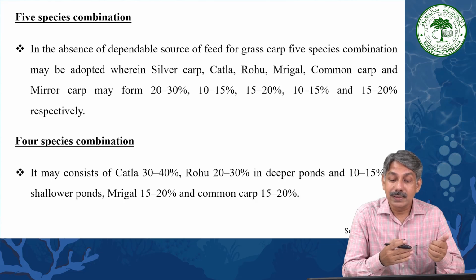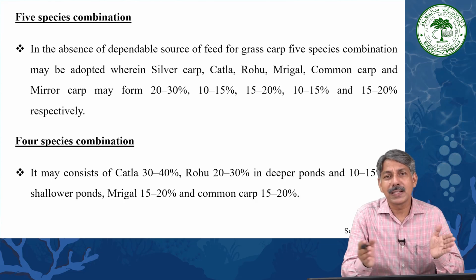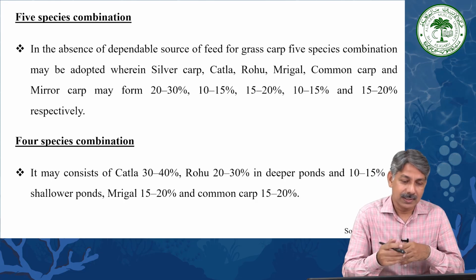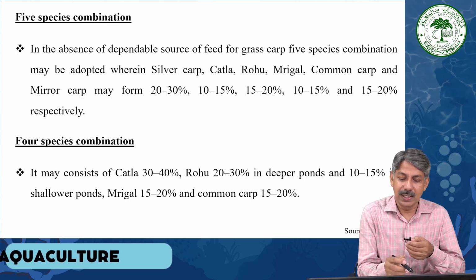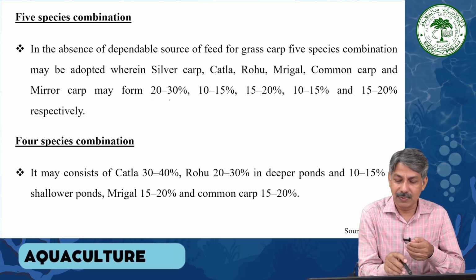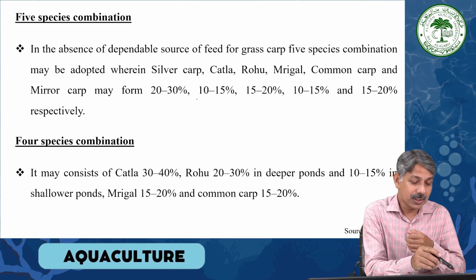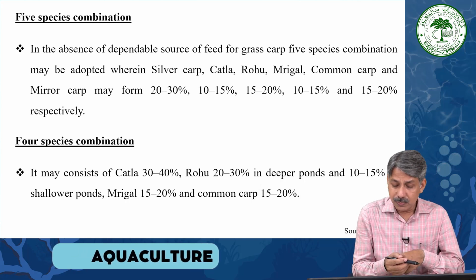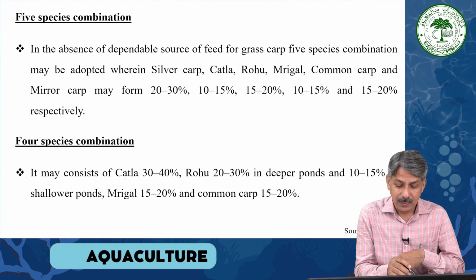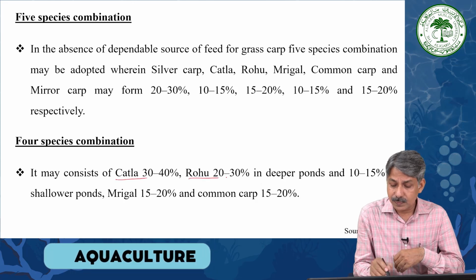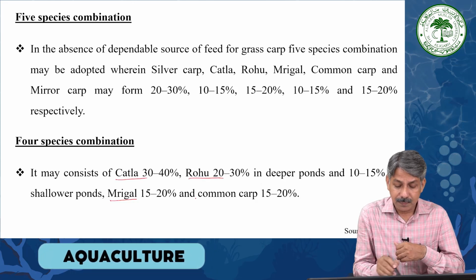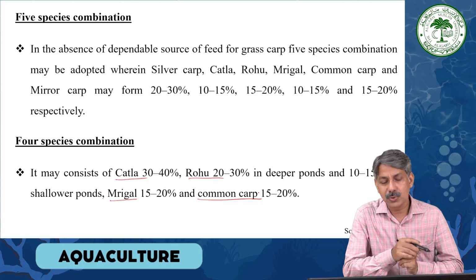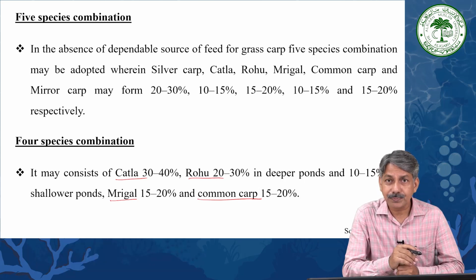You can remove grass carp but keep all other 5 species, and that is the 5 species combination, and here the ratio is given. Now, in the 4 species combination, what we do, we go for katla, rohu, then mrigal, and in addition we can use common carp also, Cyprinus carpio.